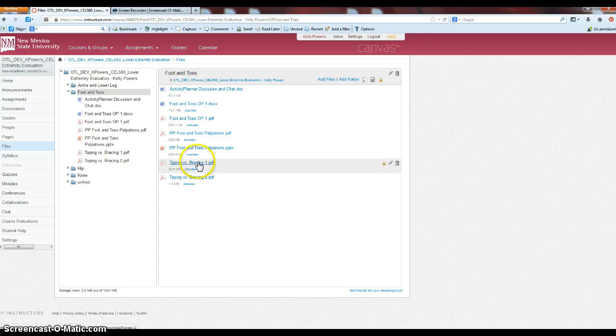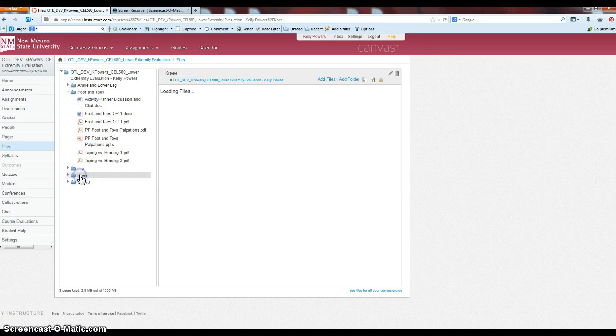And then these two articles are for the discussion and chat activity that they will have, Taping and Bracing 1 and Taping and Bracing 2. So I like here that you can organize everything according to unit. So my students aren't looking for a knee PowerPoint presentation within all these other documents, everything involving foot, ankle, knee, hip. They can simply click on the knee folder and find whatever file they need in that particular section.